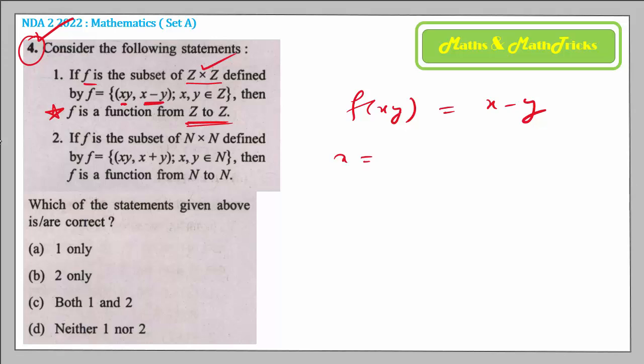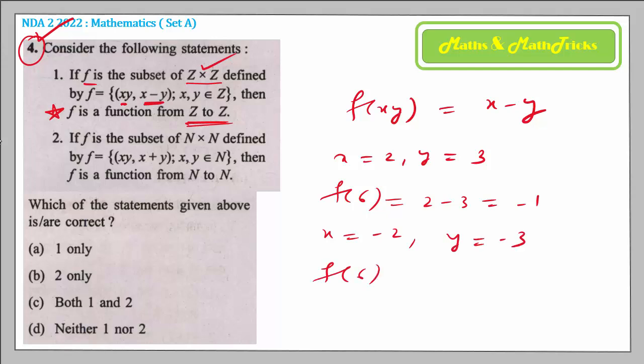So I am taking x equal to 2 and y equal to 3. Then f of 2 into 3 is f of 6, which will map onto 2 minus 3, that is minus 1. But when I take x equal to minus 2 and y equal to minus 3, then too I would get the input 6, because minus 2 into minus 3 is going to give you 6. And that time the output would be minus 2 plus 3, that would be 1. So what did you get?